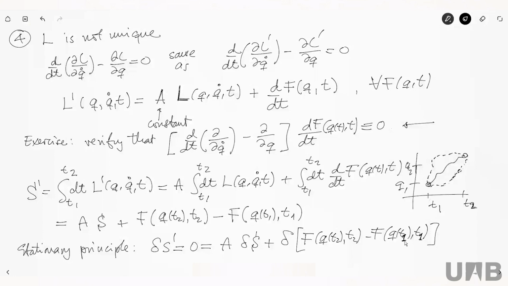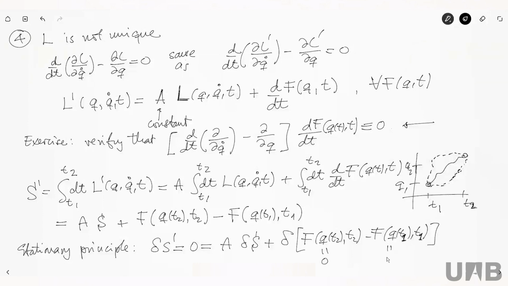Why is this 0? Because things of the past have not changed. If you make a variation on the path, the extreme points do not change. They don't change. Exactly. That's the thing. Exactly. So this is 0.